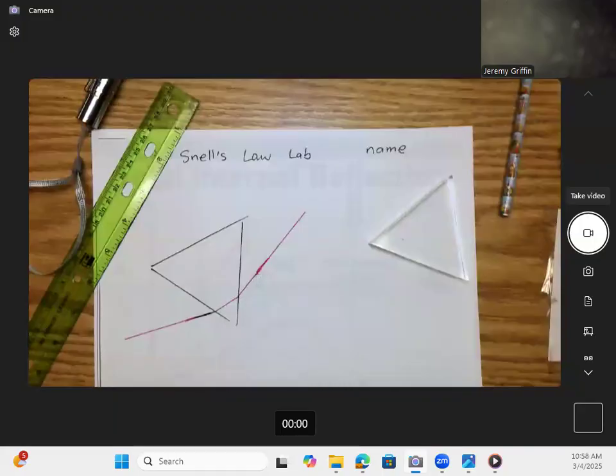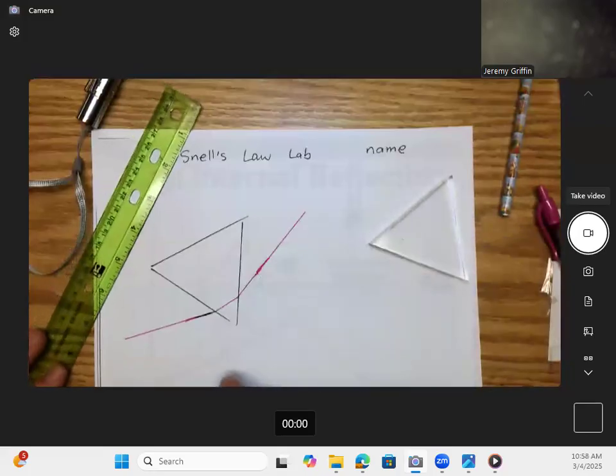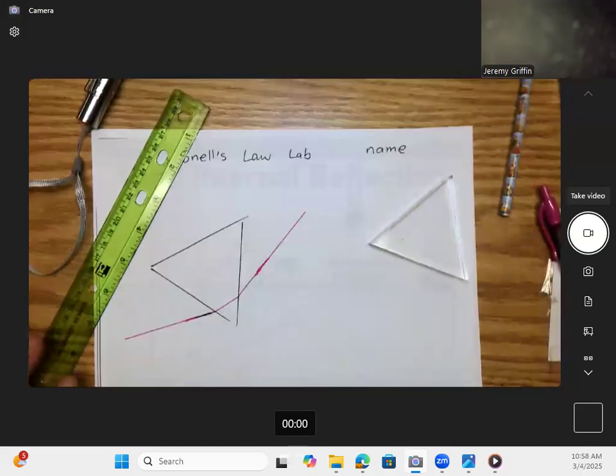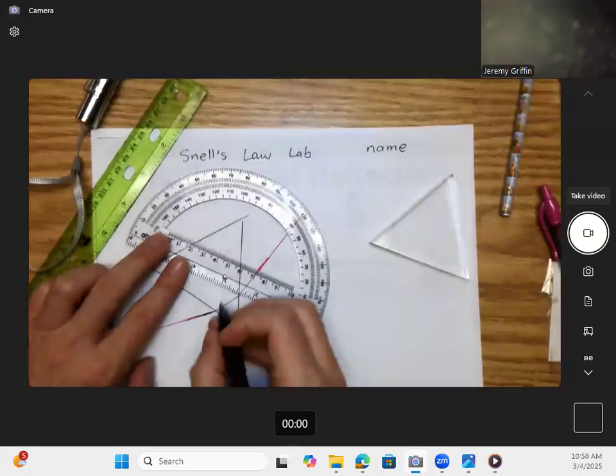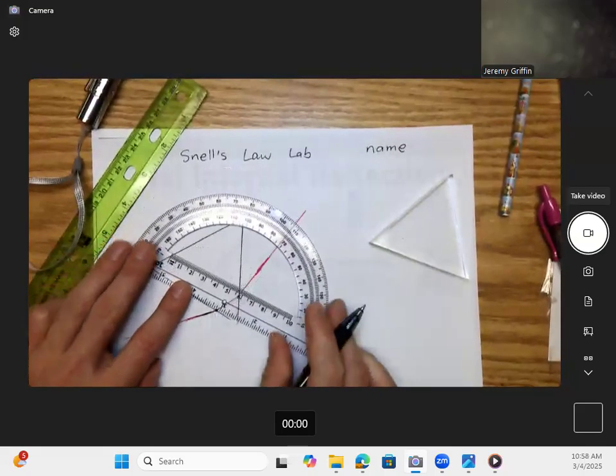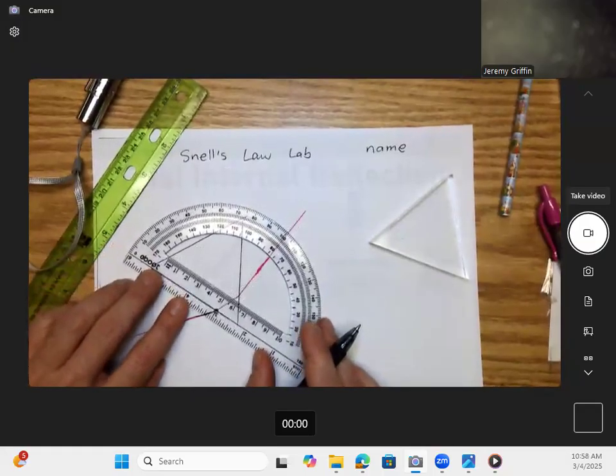So I've actually got 2 sets of data to work with if I wanted. Now I need to measure some angles with respect to a normal line. So I've got to get a normal line. So take my protractor. Here, I'll do this at the point where the laser light entered the glass.